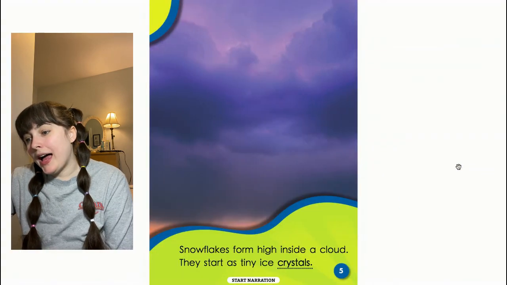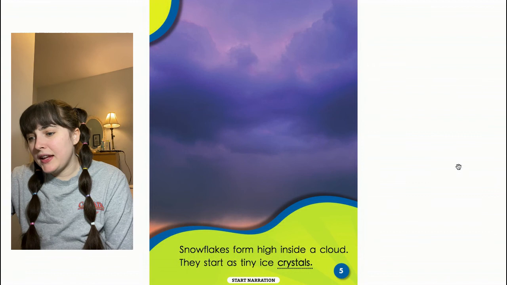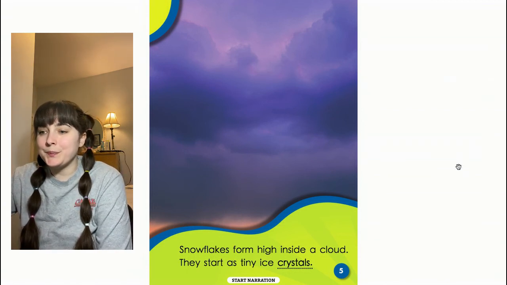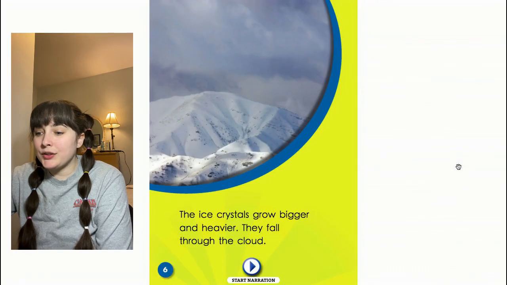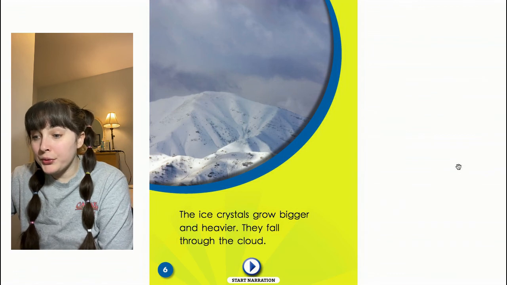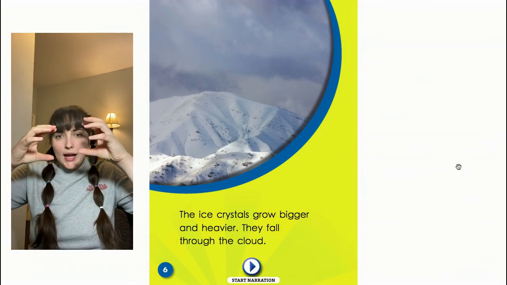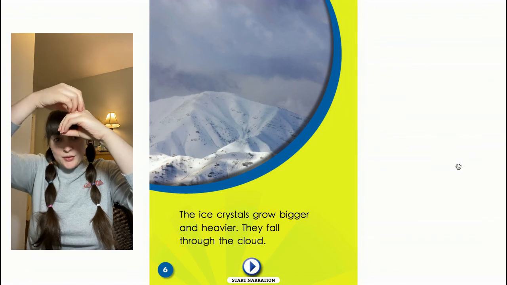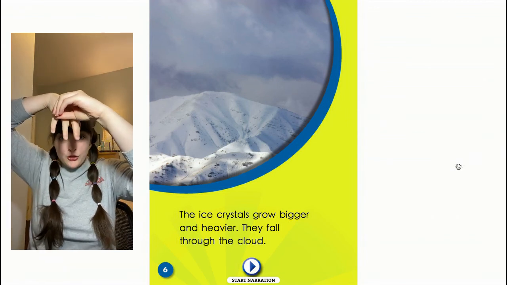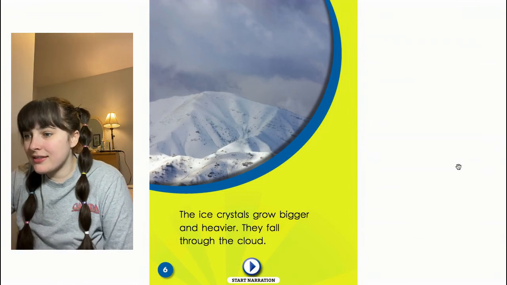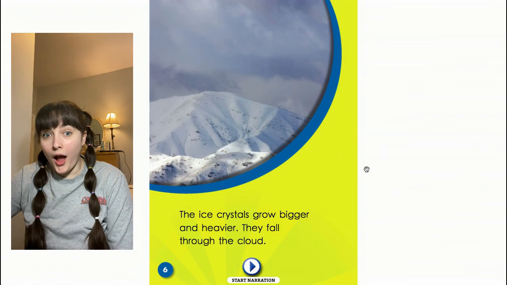Snowflakes form high inside a cloud. They start as tiny ice crystals. Very cool. The ice crystals grow bigger and heavier. They fall through the cloud. Oh, so here's the cloud. If this is the cloud, the crystals form on top of the cloud and then fall through the cloud. Very cool. That's where snow comes from.